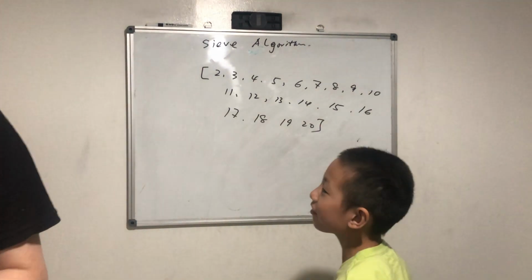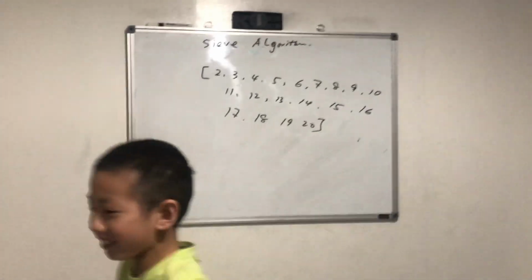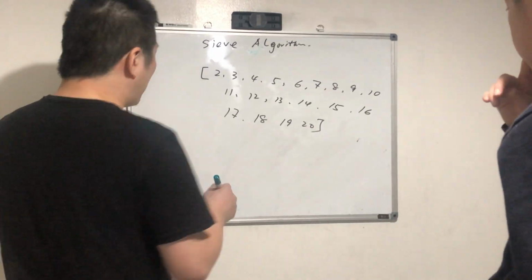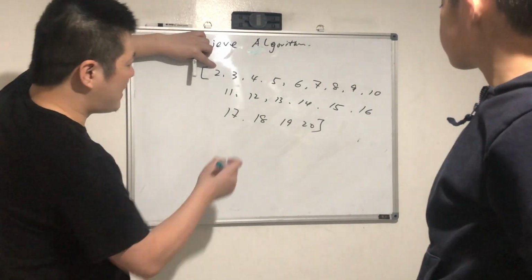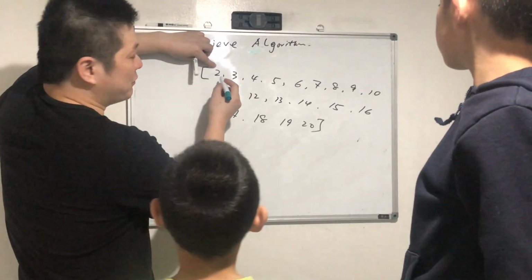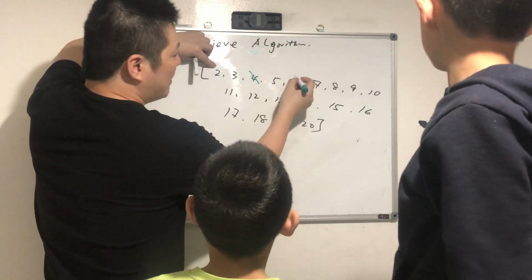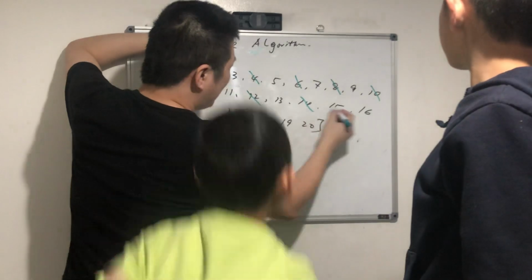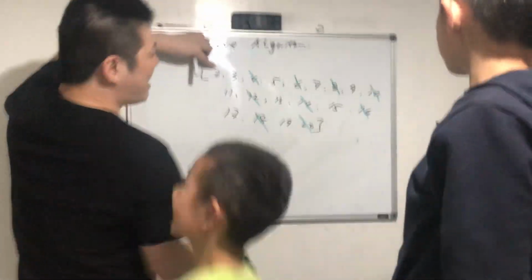So first, you cross out all of the even numbers except 2. Well done. How do you know? Yeah, that's what I'm saying. For 2, I cross out every multiple of 2. So 4 is not, 6 is not. Now I cross them out.